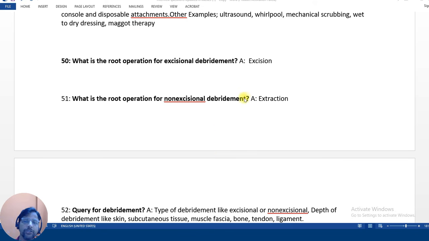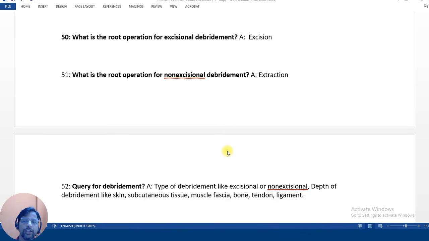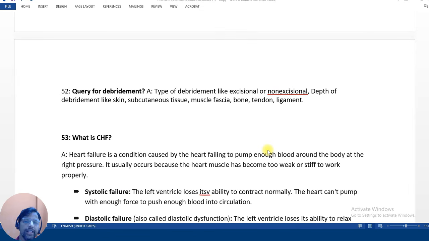Okay. Next, what is the root operation for excisional debridement? Excision is the root operation. What is the root operation for non-excisional debridement? Extraction. So, how do you query for debridement? Whenever you want to query for debridement, you need to check the type of debridement, whether it is excisional or non-excisional, and the depth of the debridement, like skin level, subcutaneous level, muscle fascia, bone, tendon or ligament.